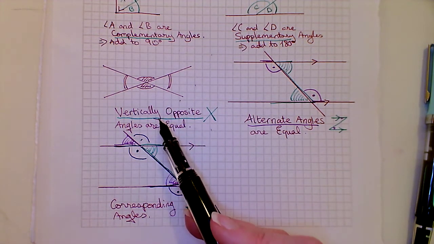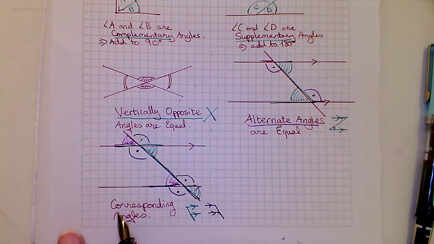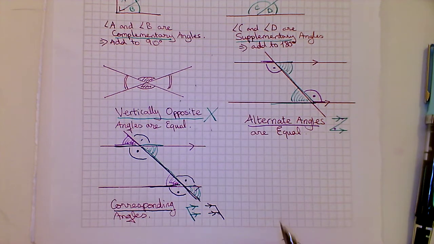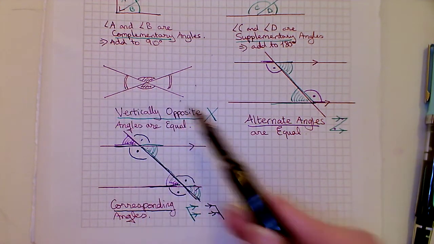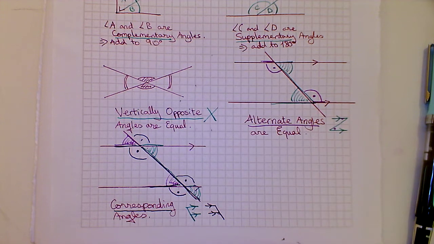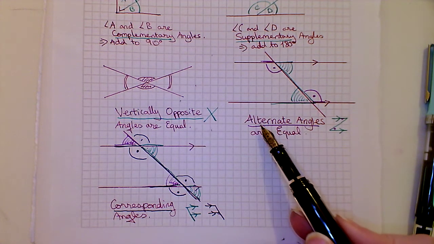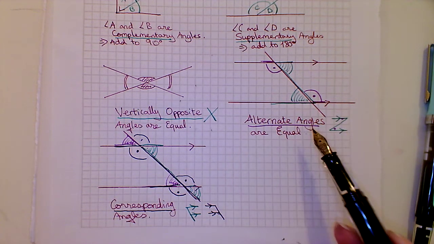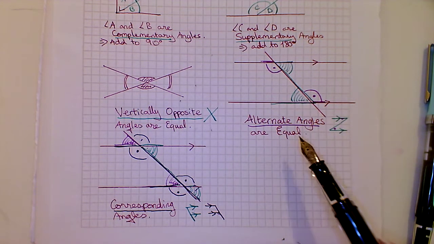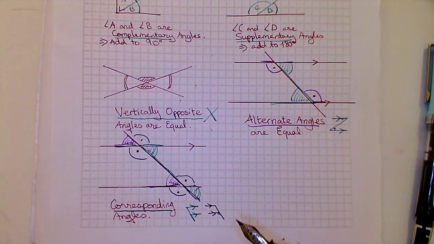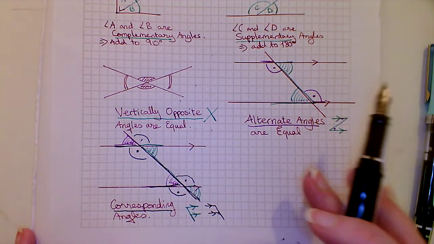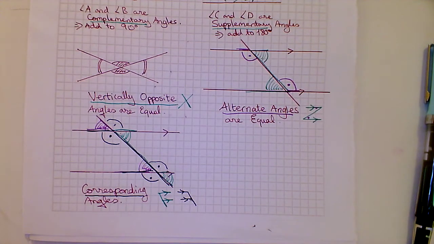So vertically opposite, alternate, and corresponding angles are equal to each other. With vertically opposite, we don't have parallel lines. With alternate angles, we do have parallel lines. Do you need to know the correct names, or do you just need to know that they're equal? The majority of the questions, you just need to know that they're equal, but sometimes you can be asked to identify the corresponding angles. And they'll give you the word, and they're not asking you which angles are equal. They want you to show a pair of corresponding angles. So that would be important.